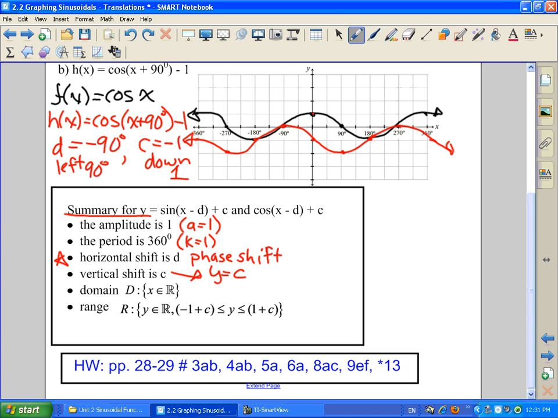The domain is that x belongs to the set of real numbers, and the range is such that this is our minimum and our maximum. We're going to learn more about that next day when, again, a equals 1 here. And the only other part we want to talk about is that d equals what we call our starting point. So it helps us graph. All right.